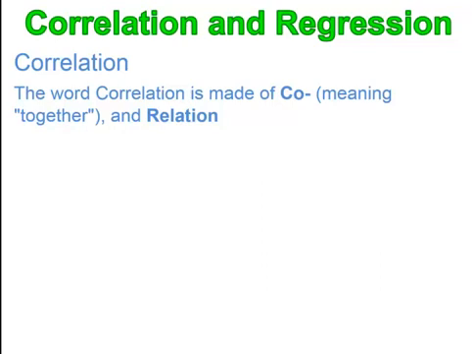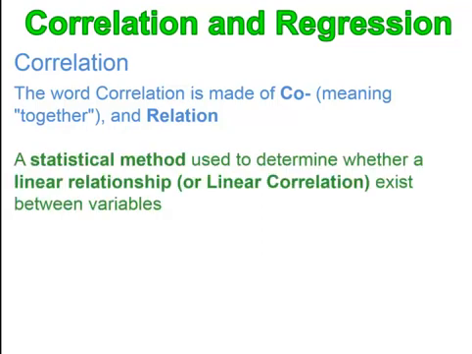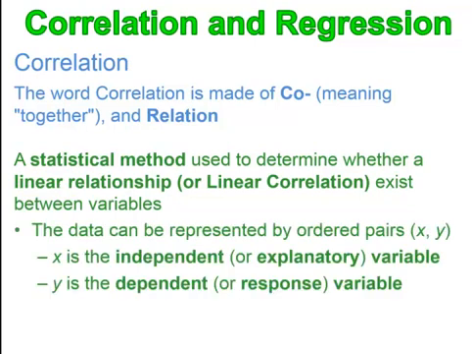Correlation. The word correlation is made up of co, meaning together, and relation. A statistical method used to determine whether a linear relationship or a linear correlation exists between two variables. The data can be represented by ordered pairs, your x and your y, where the x is the independent or explanatory variable, and the y is the dependent or response variable.